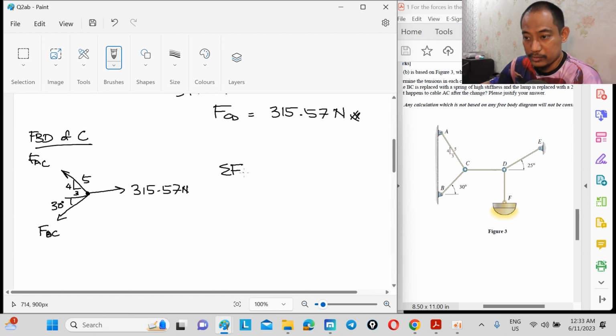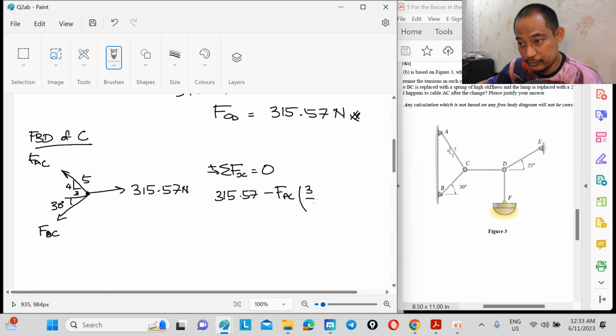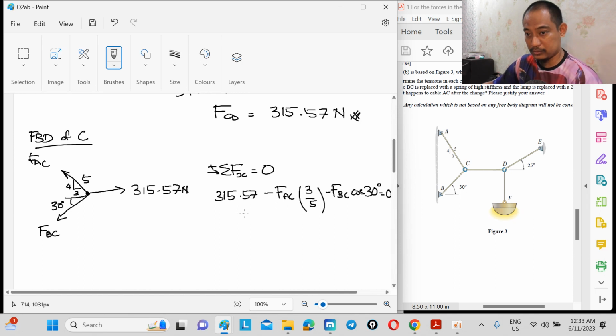Okay, so here if we do summation of F, because this is a simultaneous equation, right? So let's say summation of Fx equal to 0, to the right as positive, so you have 315.57 minus FAC times 3/5 minus FBC cos 30 degrees equal to 0, right? Okay, so we have to shuffle to get one, because this is simultaneous equation.